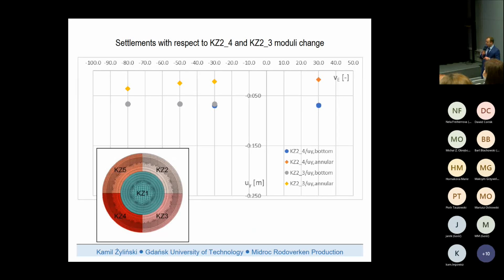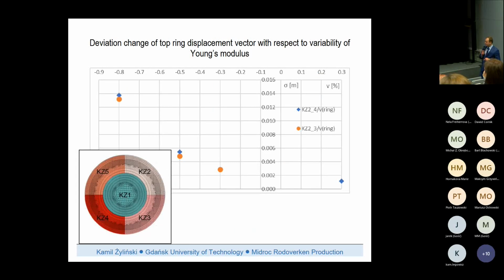And the third thing is the deviation of the top ring by means of variation of the input parameter. And for the very high dispersion of the input data, we can observe that the change is nonlinear and quite big. However, we can see that these values do not exceed 2 centimeters.